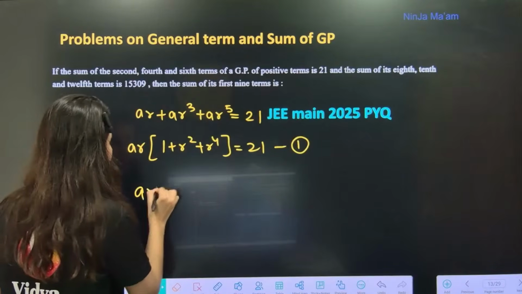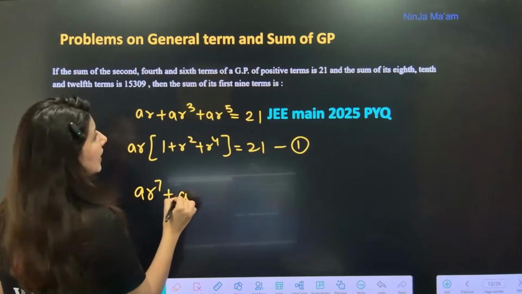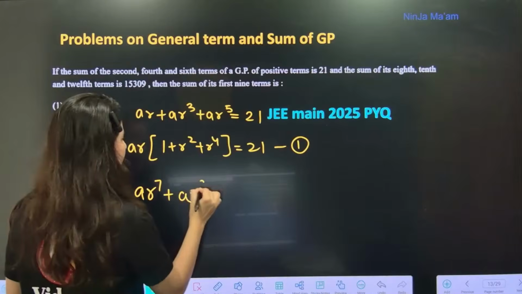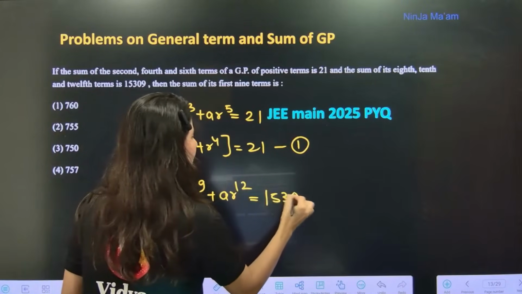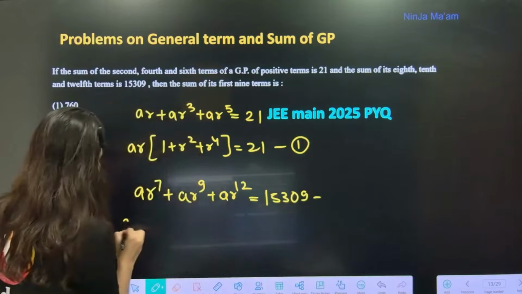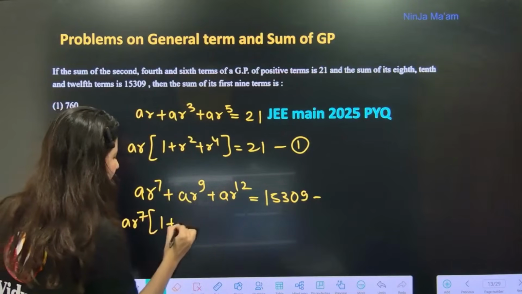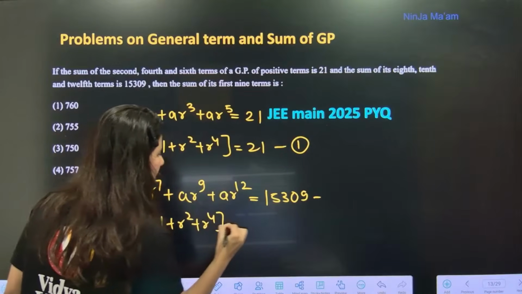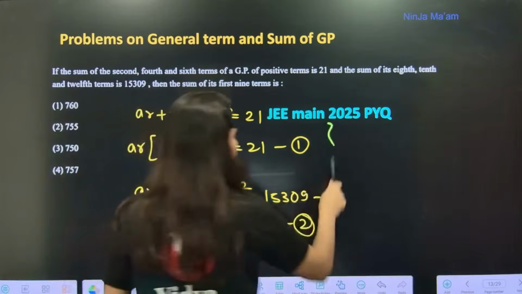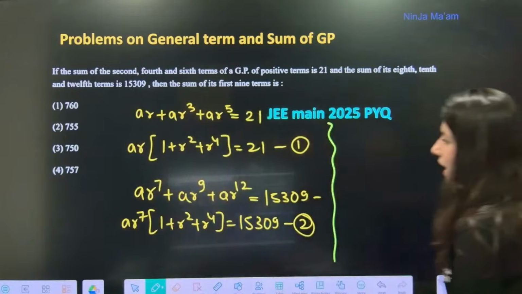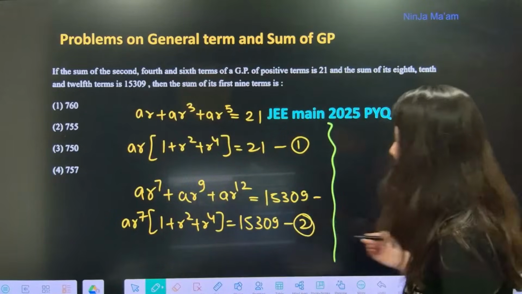Right, now 8th, 10th and 12th. So 8th is AR power 7, then 10th is AR power 9, and AR power 11 sum is 15309. Now you take AR power 7 common. So 1 plus R square plus R power 4 is 15309. Second equation, right? So now what you have to do is just divide.